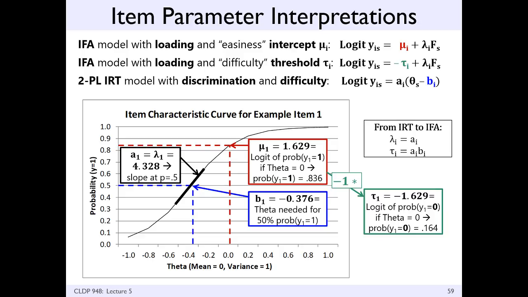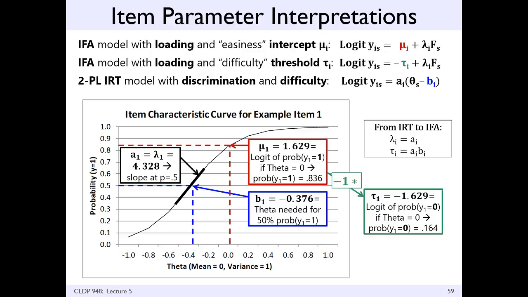Minus 0.3, yes, where the blue line is. On the curve, the intersection of that blue dotted line, that's where B is. On the curve, the intersection with the red dotted line, that's where the intercept is. So they're telling you the same kind of thing. They're telling you about location, but it's relative to a different reference point.